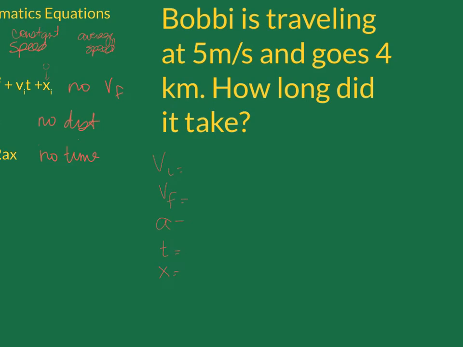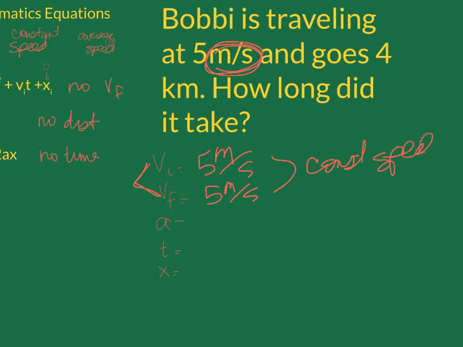So her initial velocity, okay, see how this is meters per second. So Bobby's traveling at 5 meters per second. Since we see this meters per second, that's going to tell us it's a velocity. And she's traveling at 5 meters per second. Do we have any indication there that she's speeding up or slowing down? Now it kind of looks like her initial velocity is 5 meters per second, and her final velocity is also 5 meters per second. So what does that tell us? She's going at a constant speed. Ooh, there's a hint. Which equation can we use?